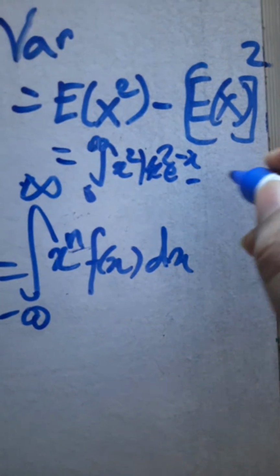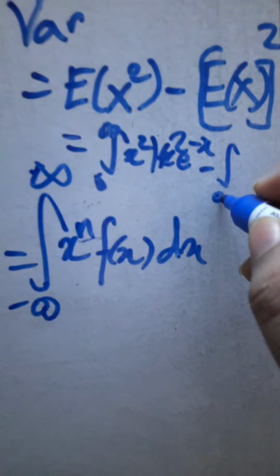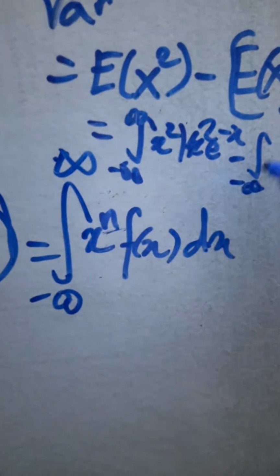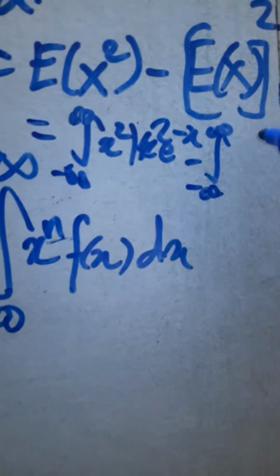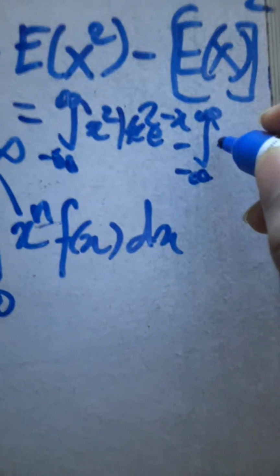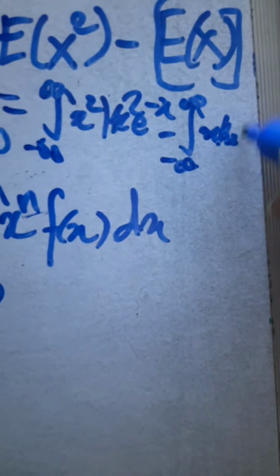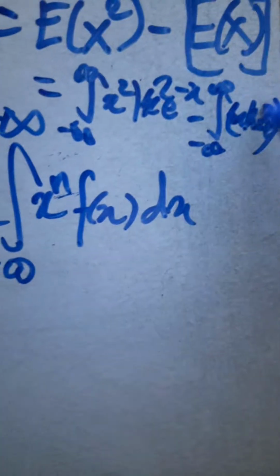Minus integration, wait a second, this is minus infinity to infinity, whole square, by the way. I would do the square later, I guess. x times k x squared e raised to minus x, and whole square. Okay, I have to do that thing.